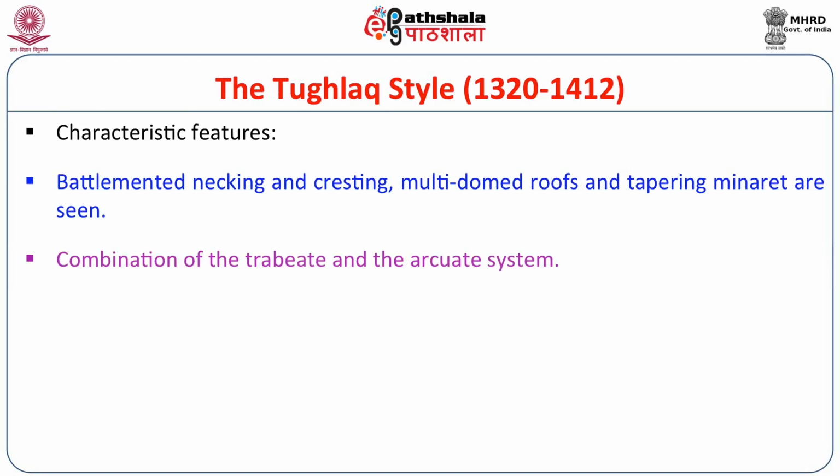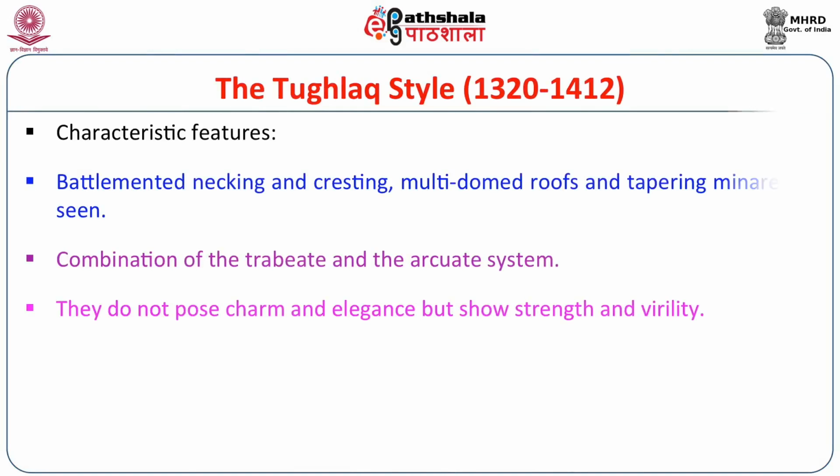Combination of the trabeate and arcuate system are still going on, but we will see that arcuate system is predominating over the trabeate system, and they do not pose any charm and elegance, but of course they show the strength and virility of the architecture. Here we will find that Tughlaqabad fort, the best fort architecture of the Delhi Sultanate period.